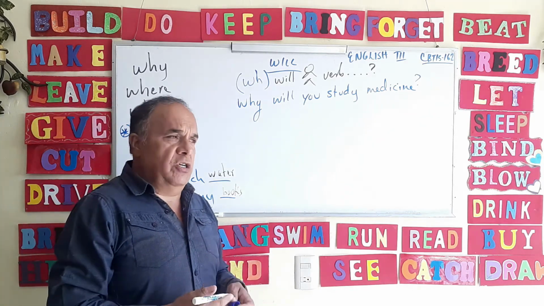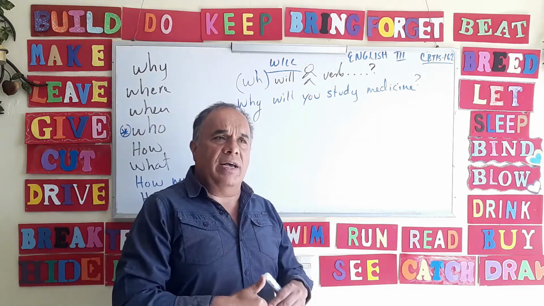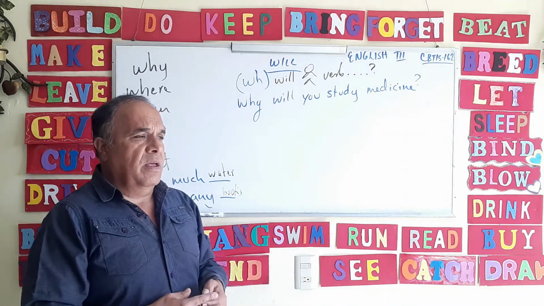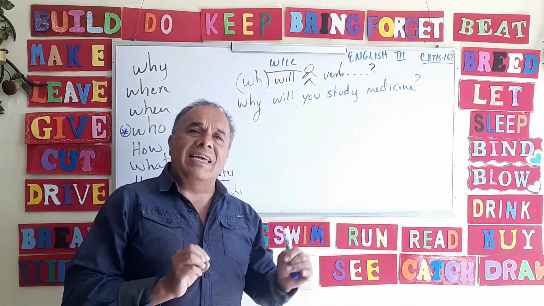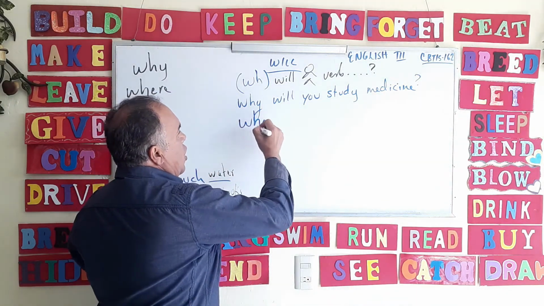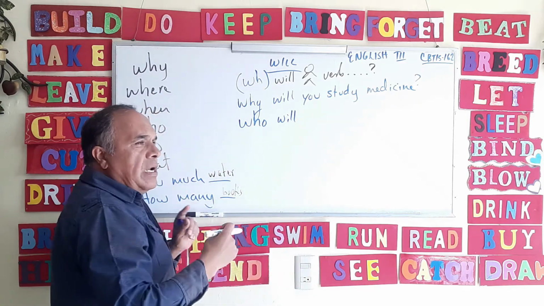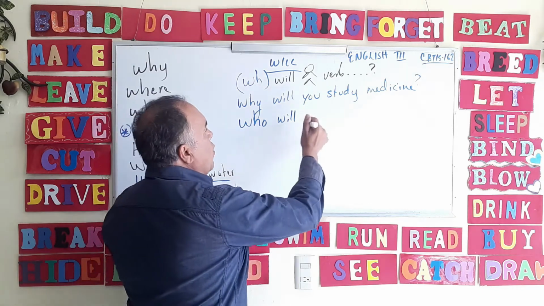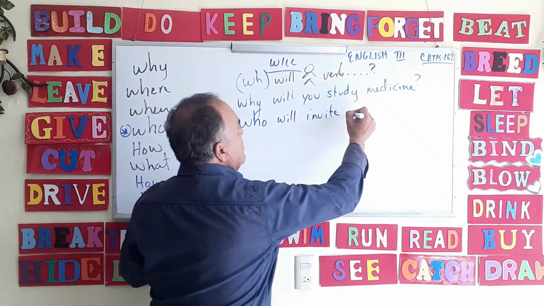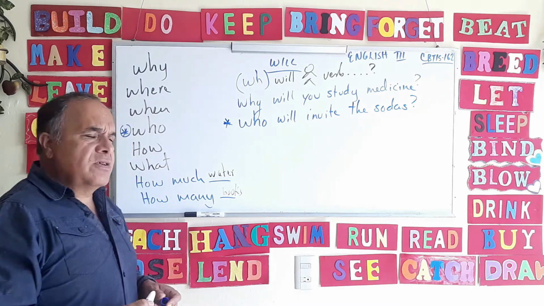Or I can say, in this case, who. Who is an exception. Why? Because with who, we're asking for people, we're asking for somebody. So we don't have any pronoun. It's like, who will invite the sodas? Who will invite the sodas? We don't have any person because we're trying to find the person. Okay, we have who will invite the sodas?